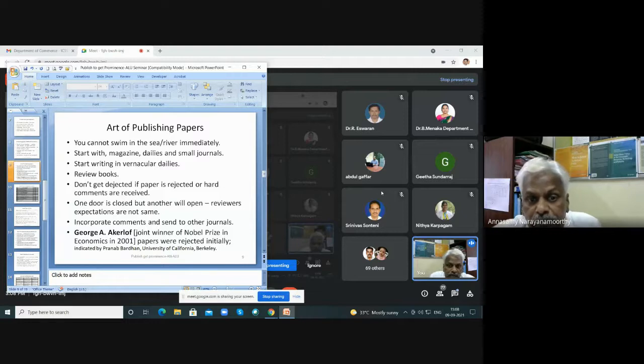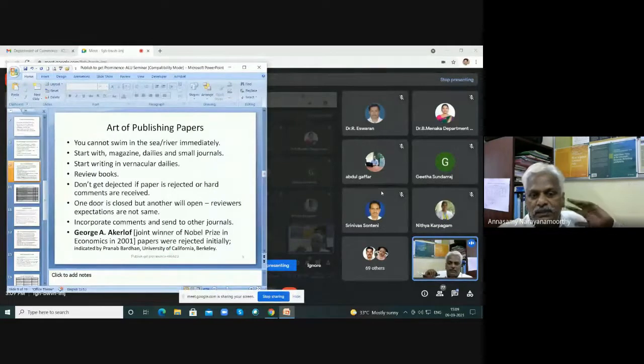One door is closed, but another will open. If one reviewer rejects, another reviewer will accept your paper. There is a possibility. It happened to me also. Papers rejected by some journals were accepted by other journals. In India alone, we have maybe 200, 300 very quality journals. Many are unfortunately publishing in predatory paid journals. These Indian journals are all original Scopus indexed, but we are not able to publish there even.